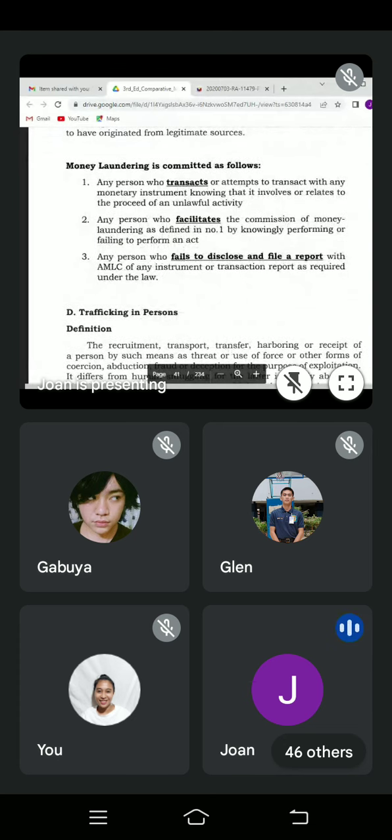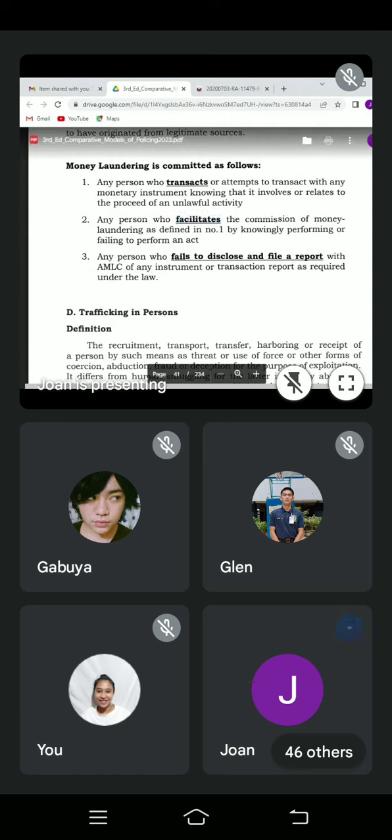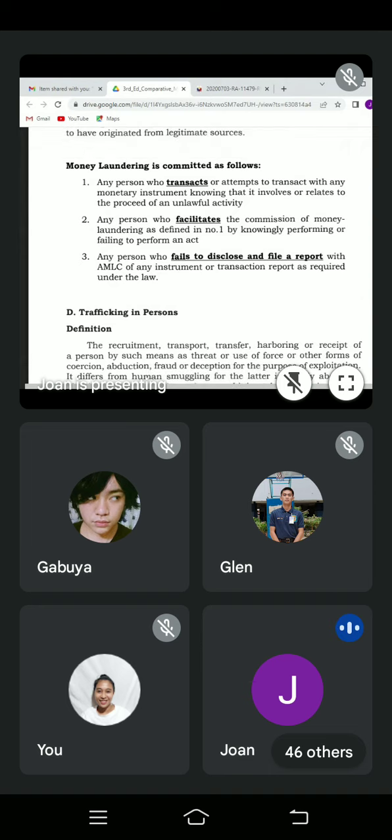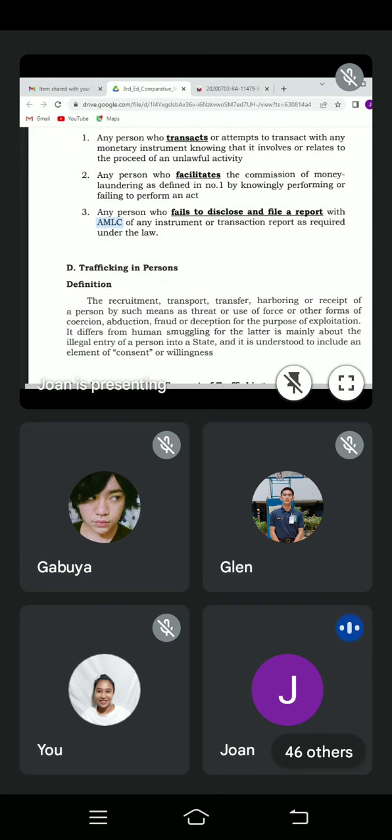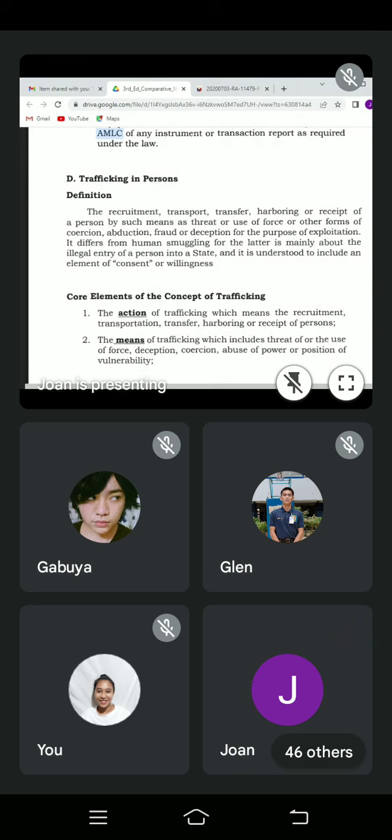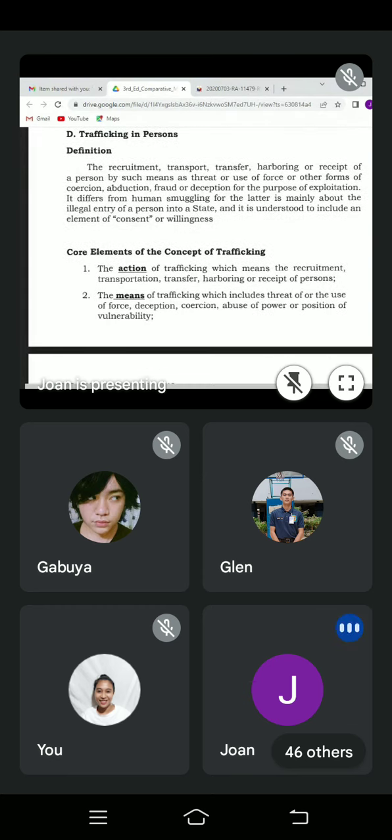And money laundering is committed as follows. Kung ikaw mismo nag-transact, or nag-facilitate the commission of money laundering as defined in number 1, this one, by knowingly performing or failing to perform an act, and you fail to disclose and file a report to the AMLAC. AMLAC is the Anti-Money Laundering Council, of any instrument or transaction report as required under the law. Okay. And we have trafficking in persons. Okay.